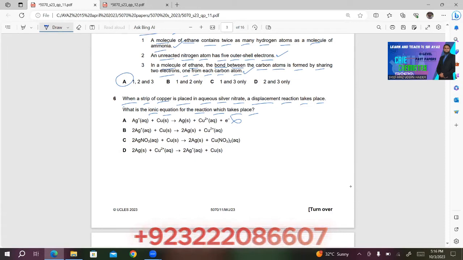Silver ion is gaining electrons as it is less reactive than copper, and copper is losing electrons. So the final ionic equation for this question, B will be the right one.